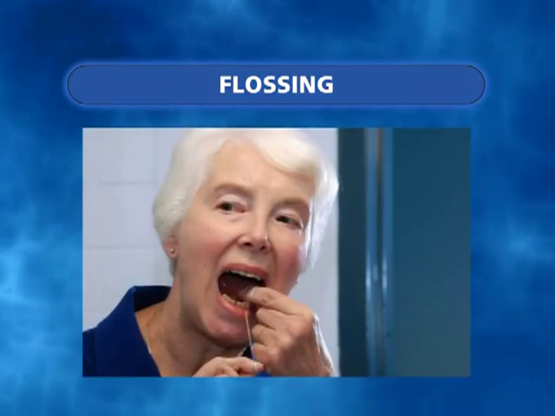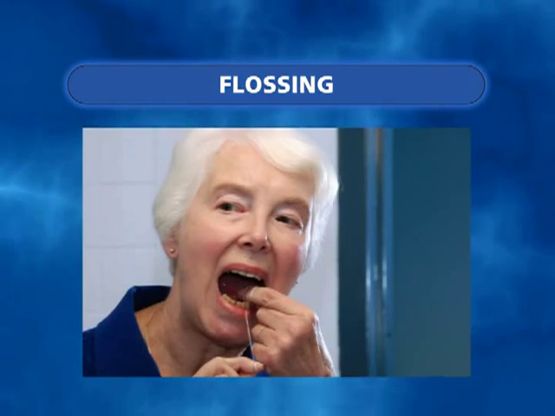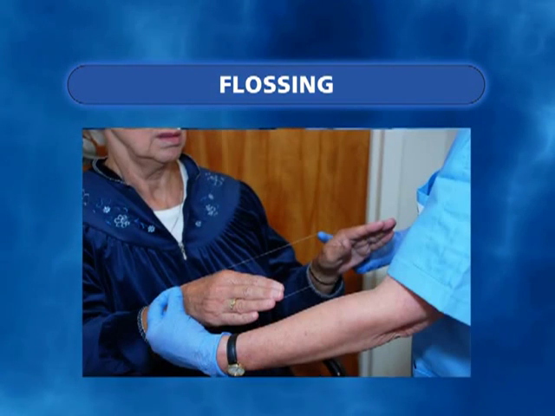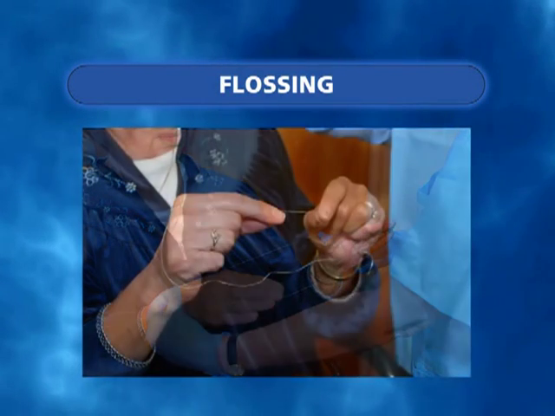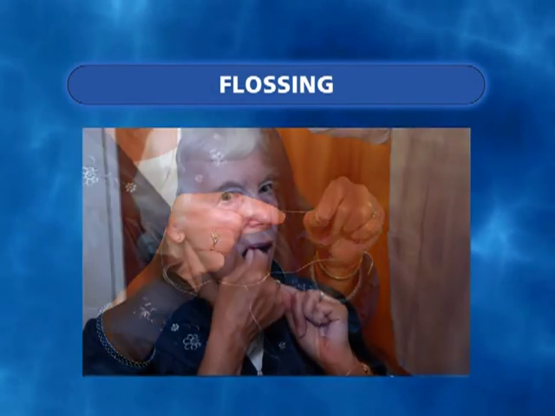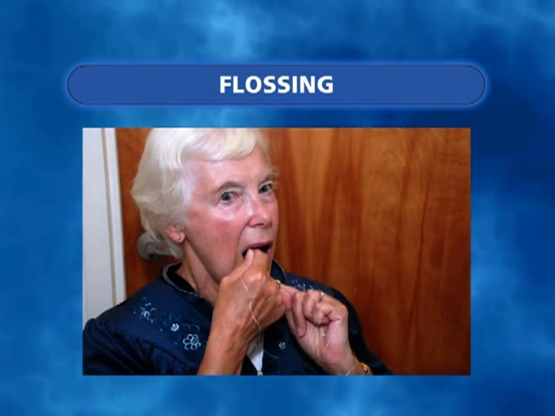Whenever possible, a resident should be encouraged to floss their own teeth. For residents with limited motor skills, floss can be tied in a knot to make a circle and looped around the resident's fingers. This may make it easier for them to floss without assistance.